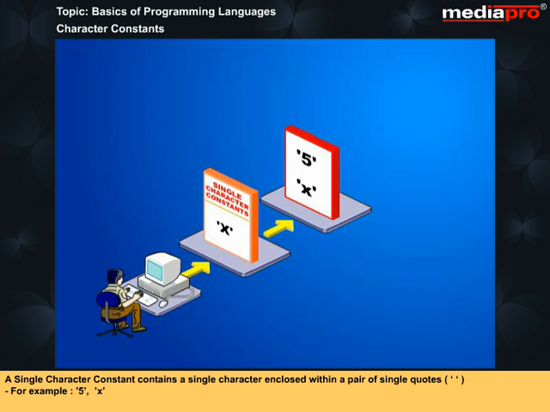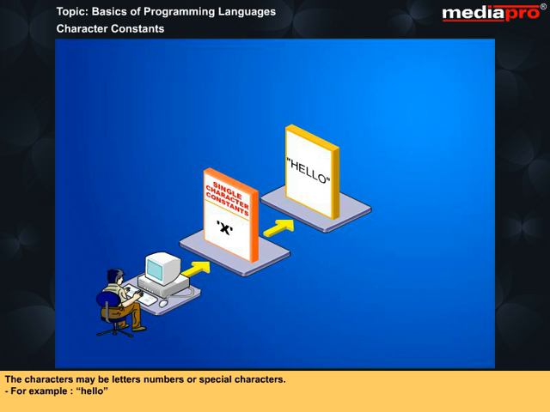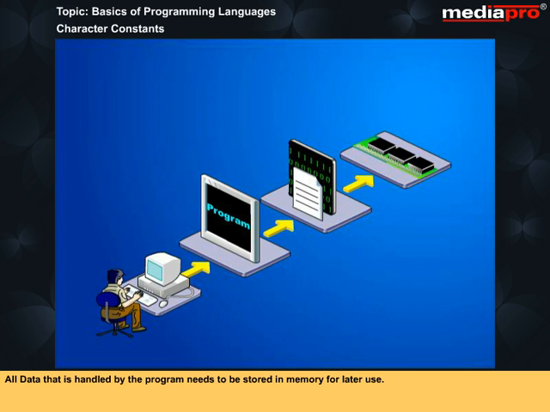A single character constant contains a single character enclosed within a pair of single quotes. For example, '5' or 'x'. A character constant can represent integer values. Arithmetic operations are hence possible on character constants. A string constant is a sequence of characters enclosed in double quotes. The characters may be letters, numbers, or special characters. For example, "hello".